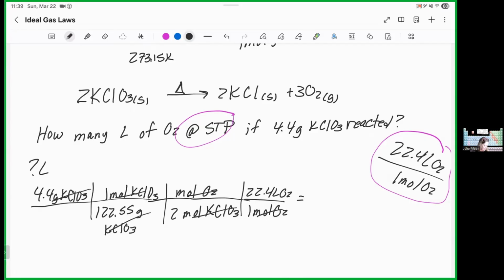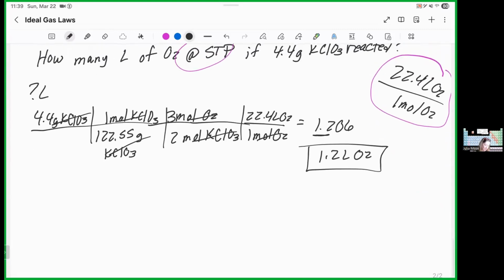If I do that math real quick, oh wait, I did that math already. Okay, so I get 1.206, and we're limited to 2 sig figs, so 1.2 liters of O2.